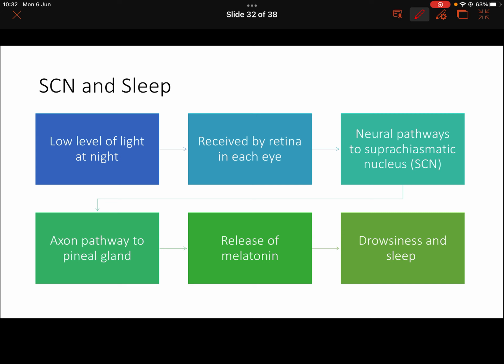So at nighttime, there are low levels of light. This information is received by the retina at the back of each eye. This is where our cones and rods are located. There are then neural pathways that send this light information to the suprachiasmatic nucleus. So while that light information is crossing over via the optic chiasm, the suprachiasmatic nucleus is receiving this information about low levels of light.